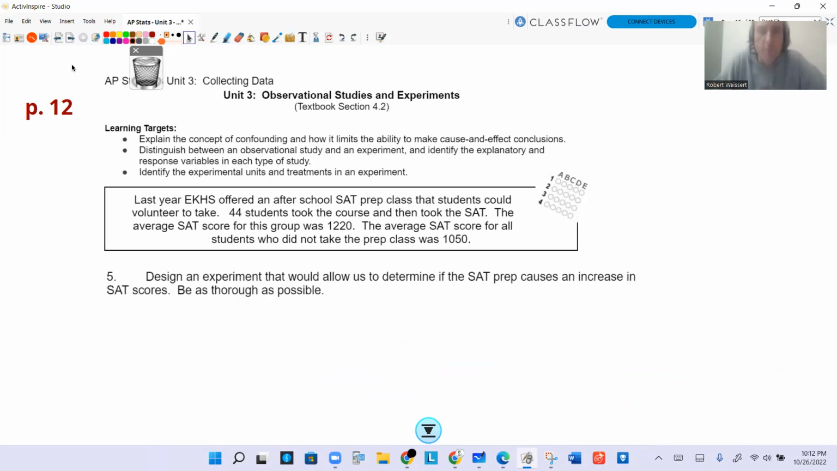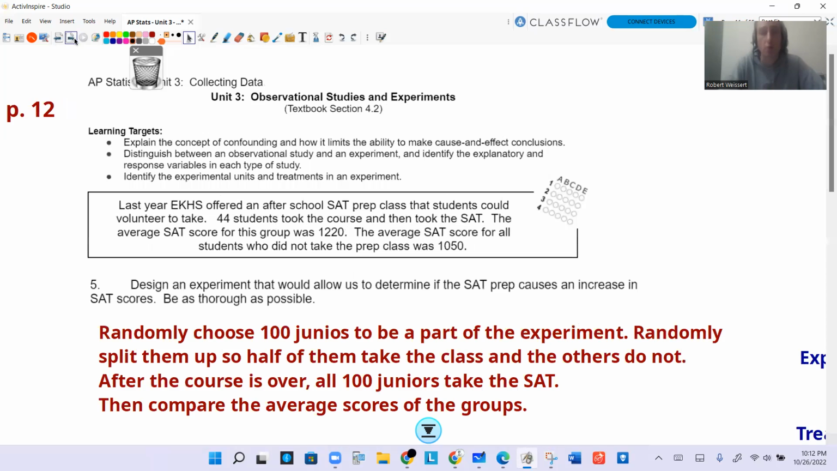And last, design an experiment that could allow us to determine if the SAT prep course causes an increase in SAT scores. Be as thorough as possible. So what we want to do here is randomly assign people to one of two courses. Let's say we have 100 students. We are going to randomly choose 100 juniors, typo there, to be a part of the experiment. Randomly split them up so half of them take the class and the others do not.